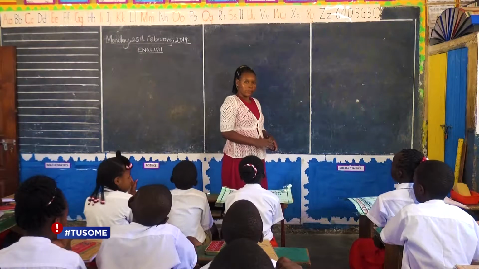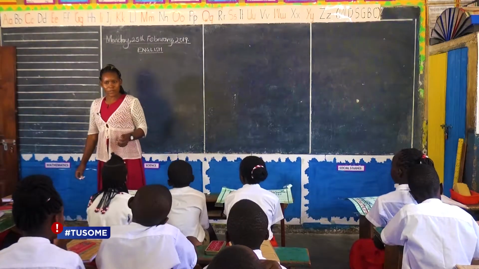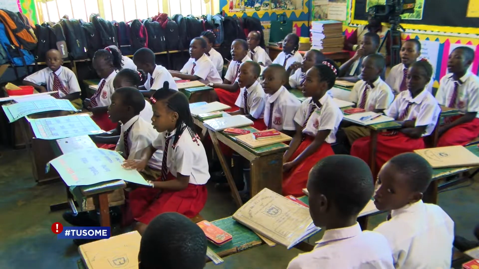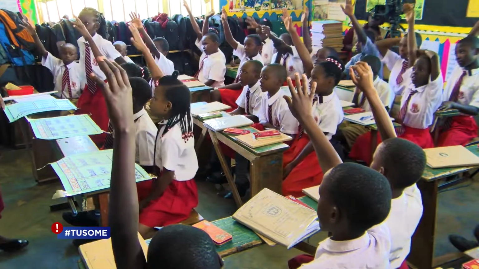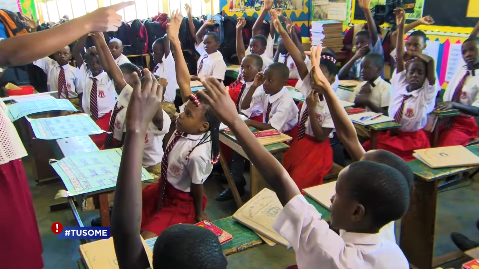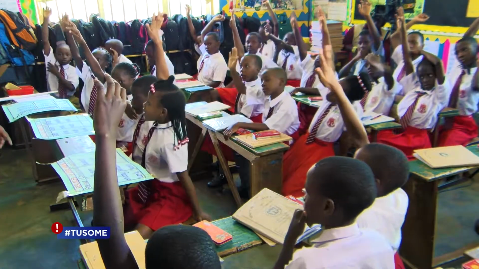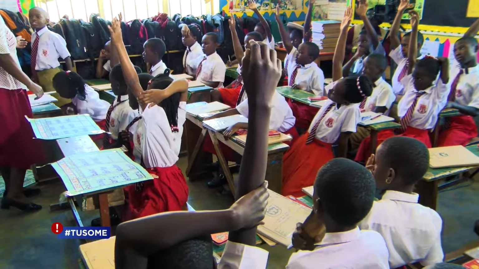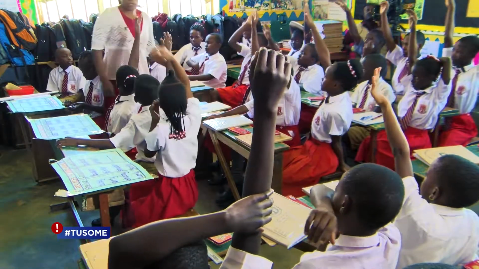The topic is adjectives. I remember last time we introduced adjectives. What are adjectives? Adjectives are words used to describe a noun or a pronoun. Examples of adjectives, by show of hand: ugly, smart, beautiful, shabby, smooth, clever, handsome, strong, pink, generous. Okay, thank you so much.